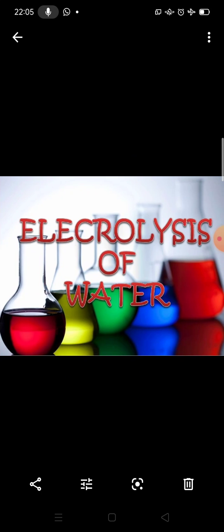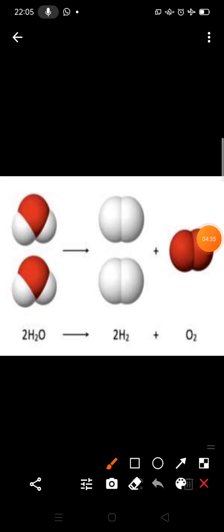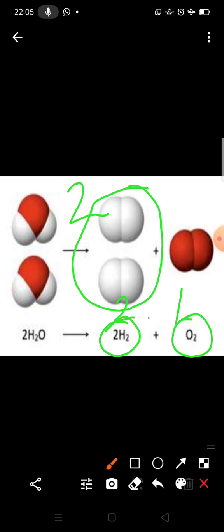Now students, we will discuss the electrolysis of water. We know that water is made up of hydrogen and oxygen. Water is made up of hydrogen and oxygen in the ratio of 2:1. This is the hydrogen ratio 2, and this is the oxygen ratio 1. So water is made up of 2 atoms of hydrogen and 1 atom of oxygen combined in the ratio of 2:1.